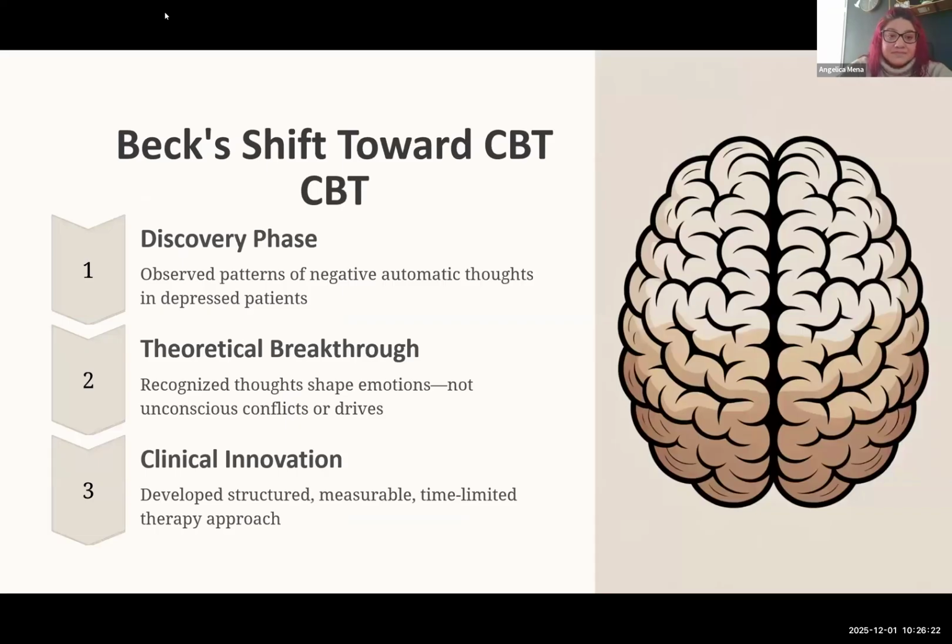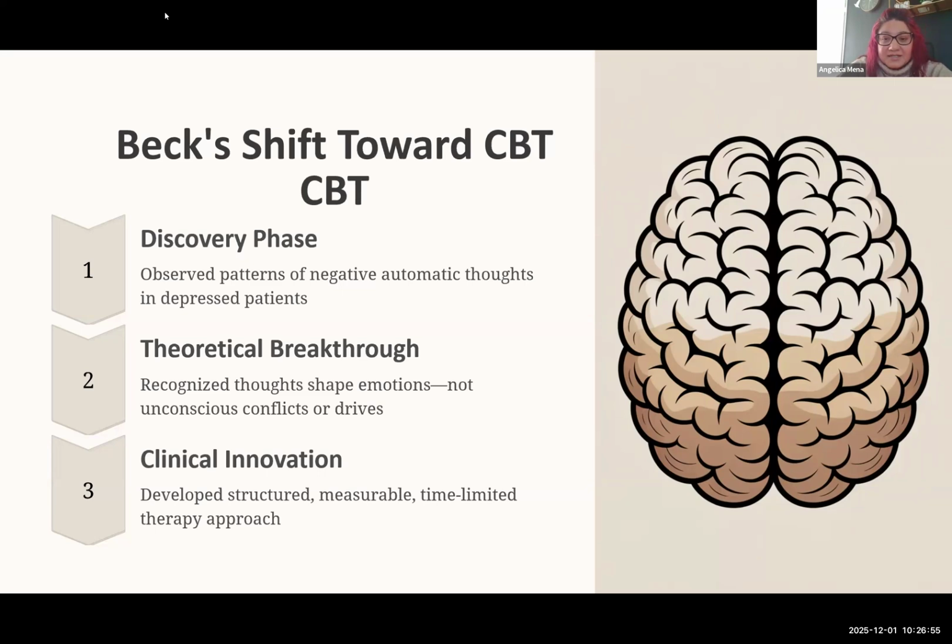Okay, and so Beck shifted towards CBT and looking at automatic thoughts, which he called automatic thoughts. So you'll see the language between the two is very, very different, right? Ellis, in his theory, uses the term irrational thoughts, and Beck tends to use different terms. So here we're talking automatic thoughts.